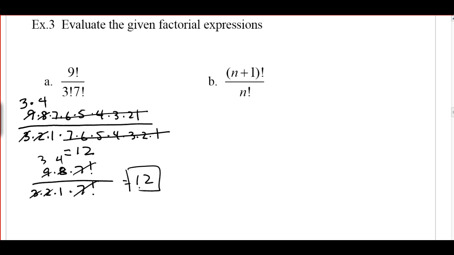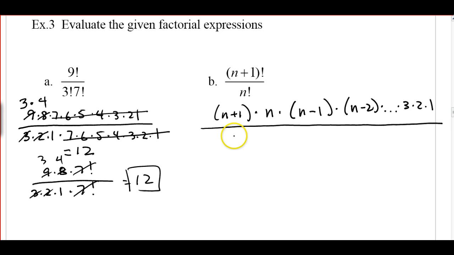Let's take a look at this with an expression. So I've got n plus 1 factorial divided by n factorial. So n plus 1 factorial is going to be n plus 1 times, so n plus 1, 1 less than that, n plus 1 minus 1 is n. And then 1 less than that is n minus 1. And 1 less than that, n minus 1 minus 1, is n minus 2. And I'm going to keep multiplying until I get down to 3 times 2 times 1.